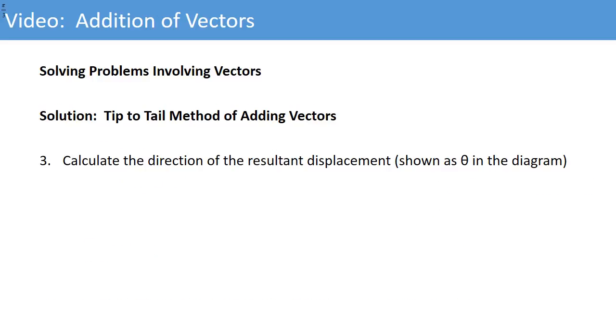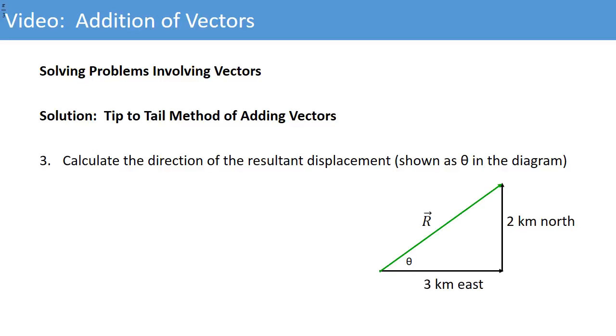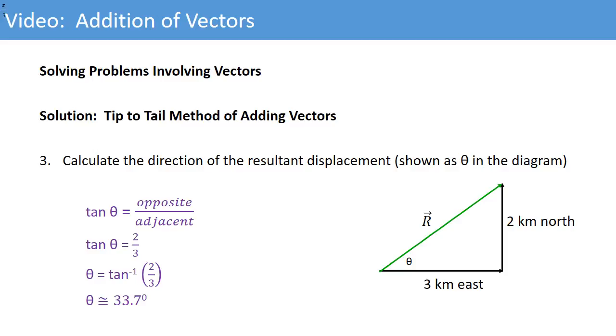Now, we want to calculate the direction of the resultant displacement, shown as theta in the diagram. Tan, we know, is equal to opposite divided by adjacent. Opposite is 2, adjacent is 3, which gives us a measure of 33.7 degrees. So theta is approximately 33.7 degrees.